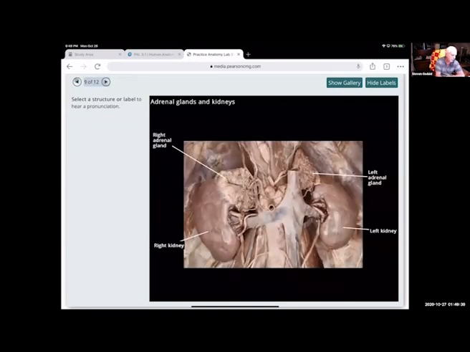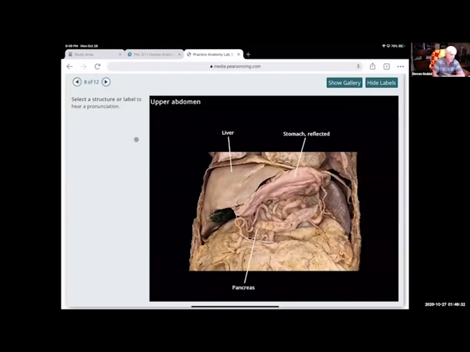Too much, too far. There we go. All right, here's the stomach. The stomach usually lies flat down, so this area here, where my circle is, is usually where the stomach lies. They pull the stomach up and reflect it upwards. So there's the stomach.